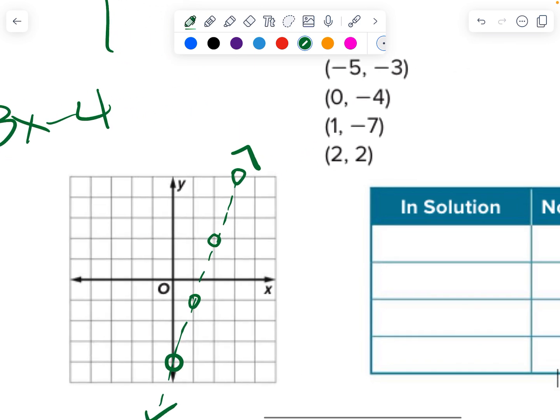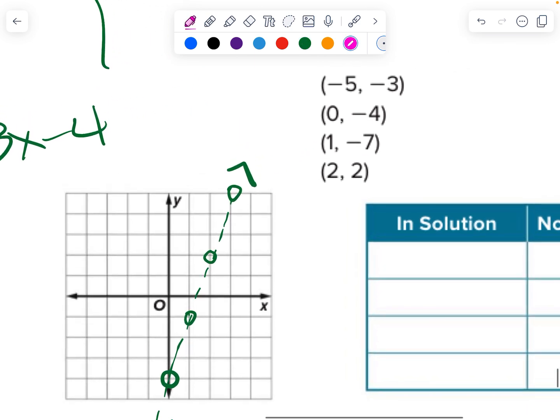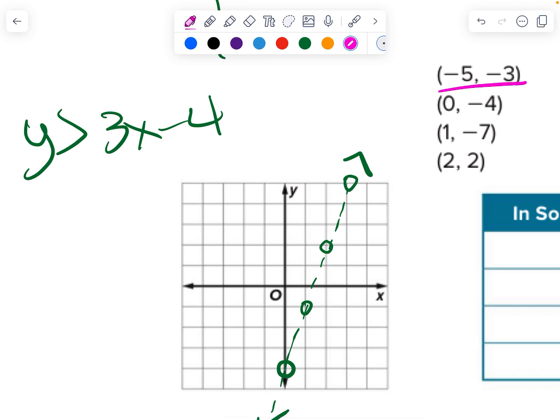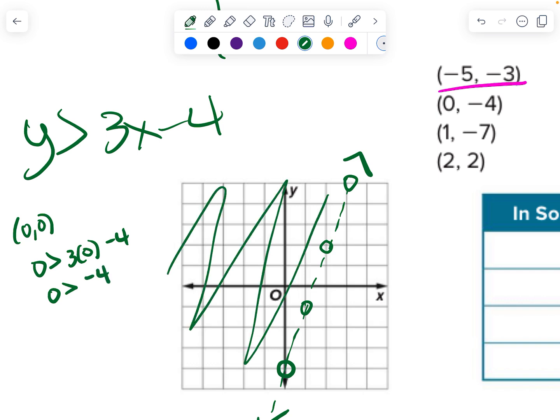And we're deciding if these are solutions. So if I'm going to take this one right here, -5, -3. So we're going to decide, oh, I forgot to shade. Hold on. If I did the test point of 0, 0, 0 is greater than 3 times 0 minus 4. So 0 is greater than negative 4. Is that true? That is true. So this side. Okay? So the point -5, -3, this point right here. Is it a solution?